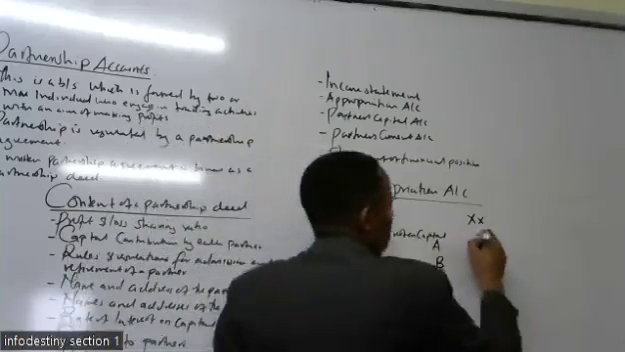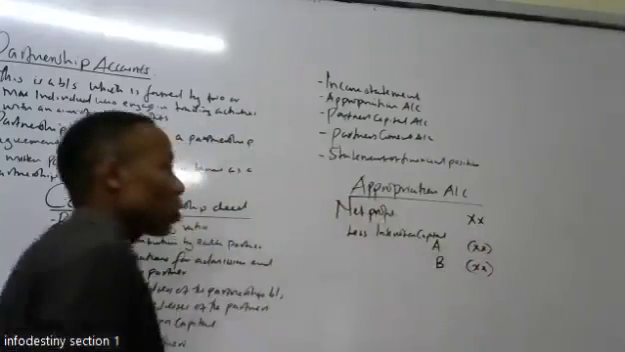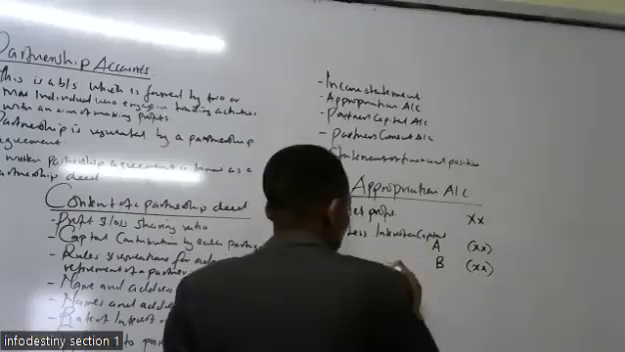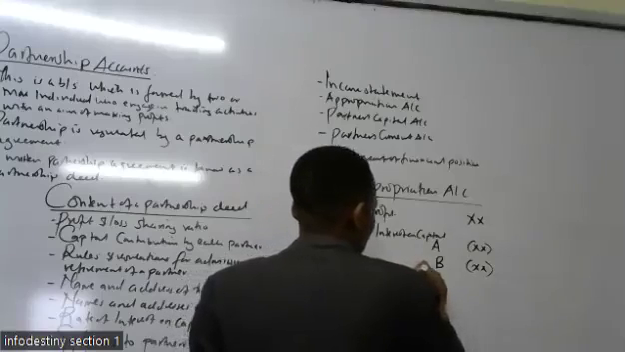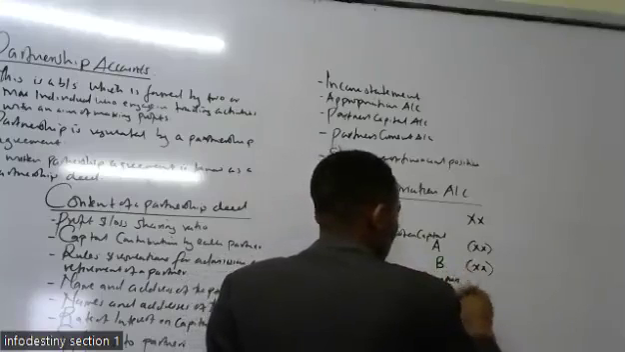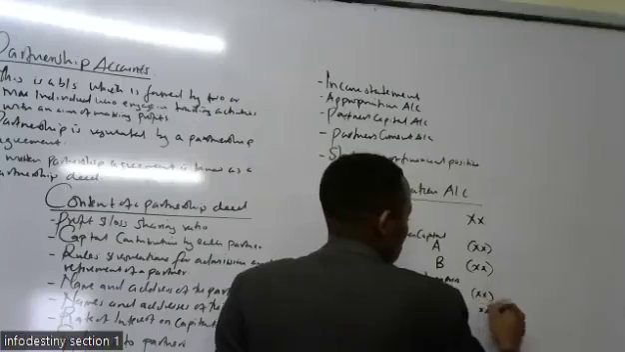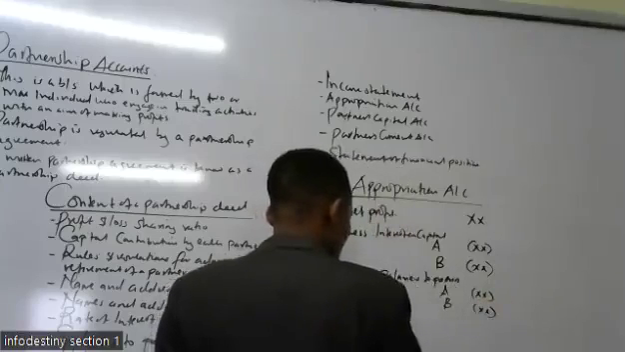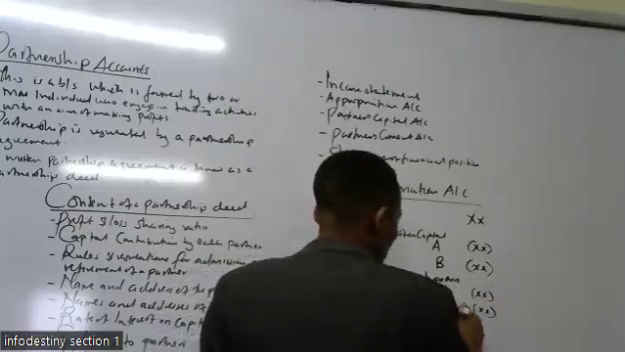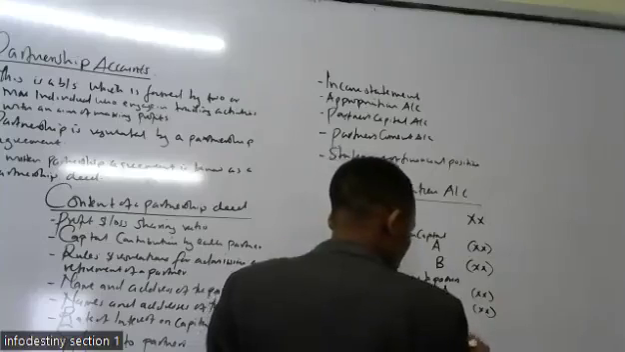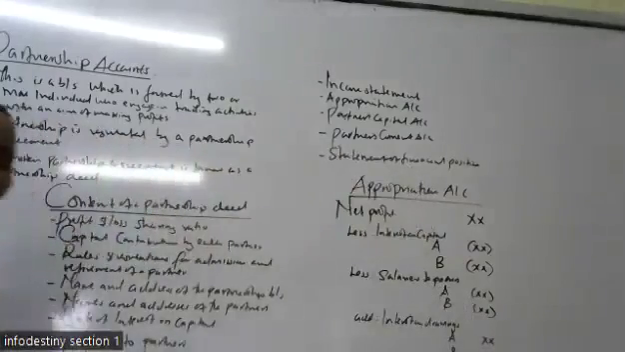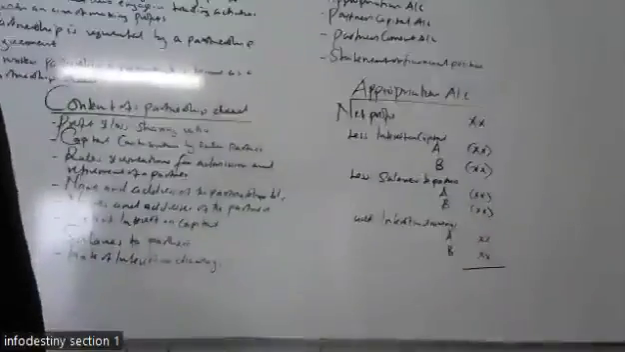We less interest on capital. We also less the salaries to partners, for partner A and partner B. And then we add interest on drawings.